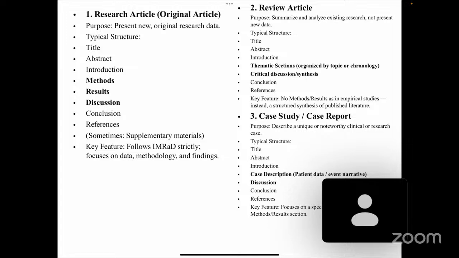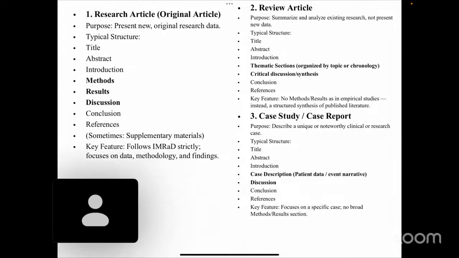Another type is the review article. The purpose is to summarize and analyze existing research, not to present new data. So this one focuses on thematic sections, critical discussion, and synthesis. So no methods, no results, as in the usual research article. It just summarizes and analyzes existing research.